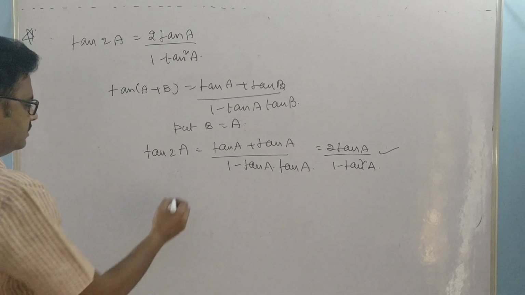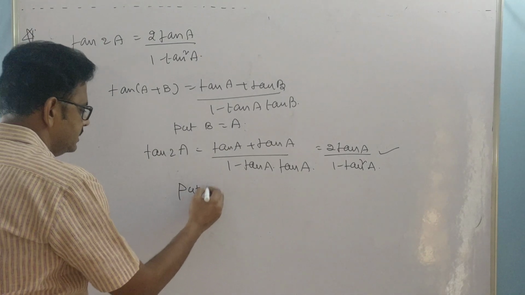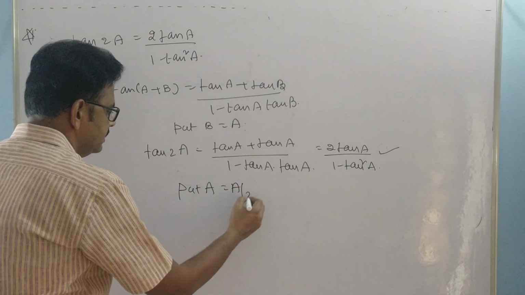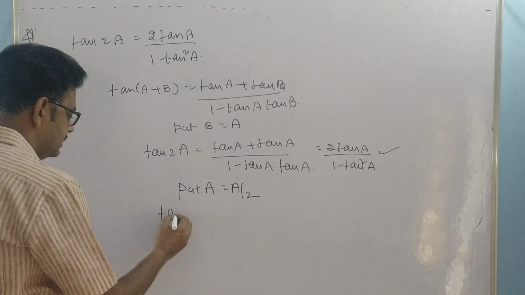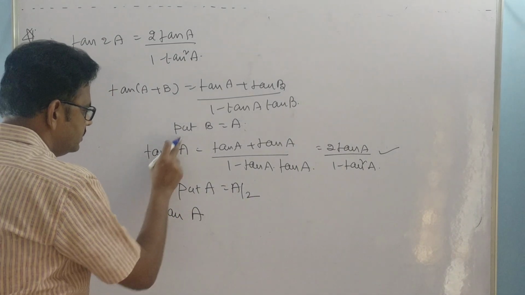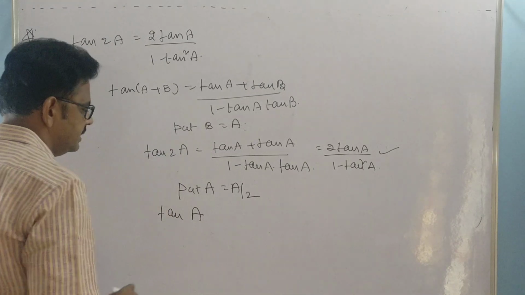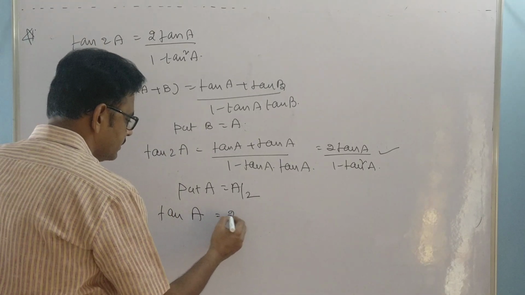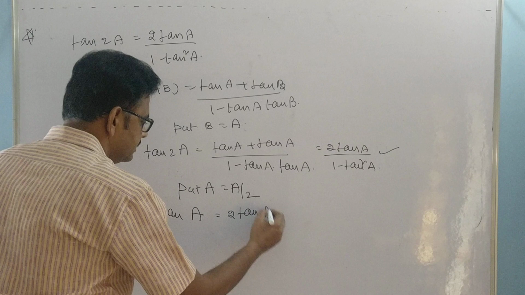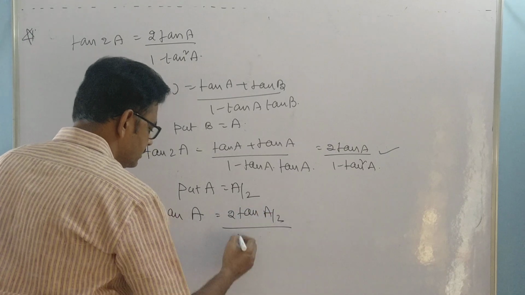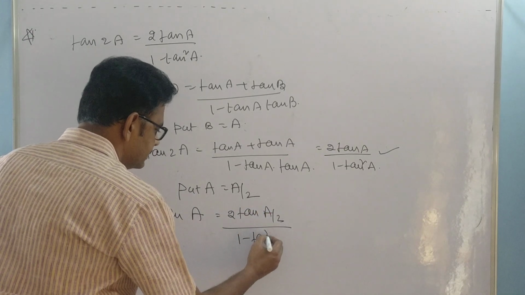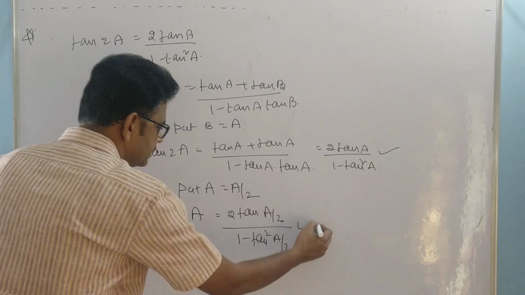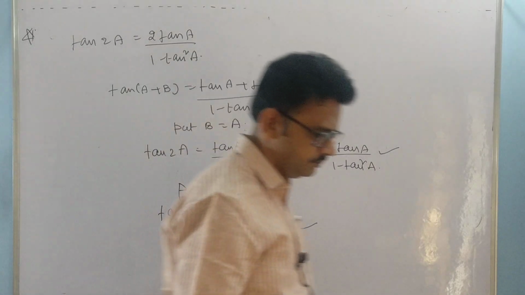Now here put A equal to A by 2. So this is tan A, 2 into A by 2, the 2 gets cancelled. Tan A is equal to 2 tan A by 2 by 1 minus tan square A by 2. So this is one formula.